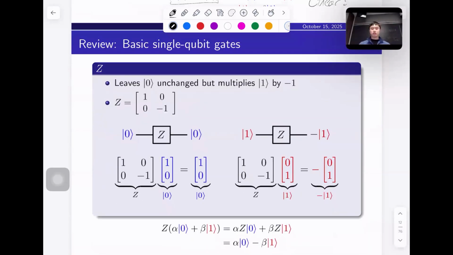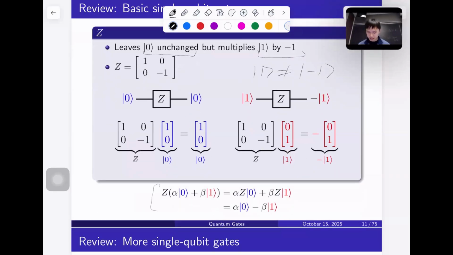Next, we introduced some other gates. So we had Z, which doesn't do anything to 0, but it gives a phase to the 1. And as I talked about, this does not take us to a state -1, but it changes the coefficient by a factor of -1. So for example, if we look at this general quantum state, we go from alpha 0 plus beta 1 to alpha 0 minus beta 1. Does this make sense?